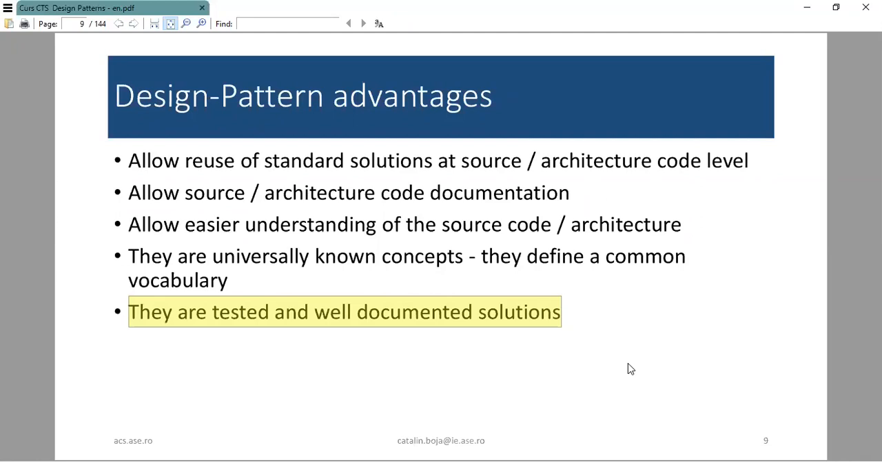And this is a valuable property because they are already tested. They already proved their efficiency. So these guys, they just collected them and named them.